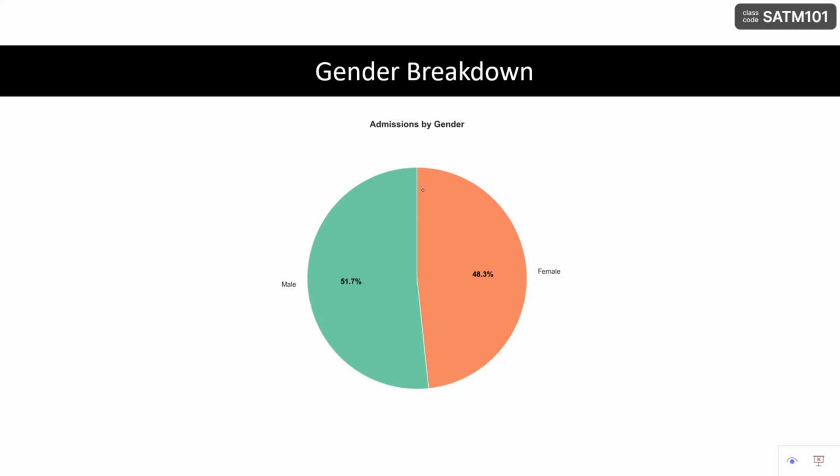So here we're going to interpret the gender breakdown. This is going to help us understand our patient demographic. We can see the distribution: 51.7% male, which is slightly higher, and 48.3% female. So this tells us there is equal access, balanced service, and inclusive care. Healthcare is available for all genders, with no gender-based service gap, meeting the needs of the entire community.